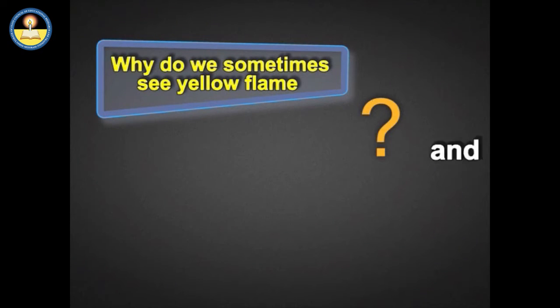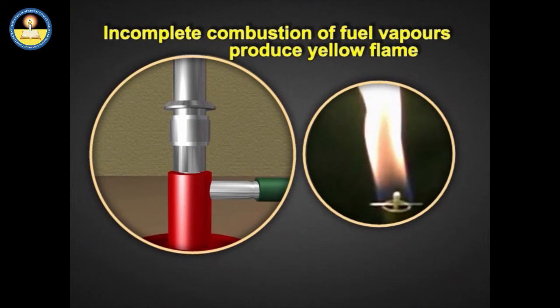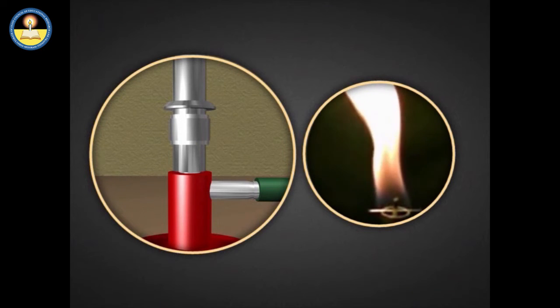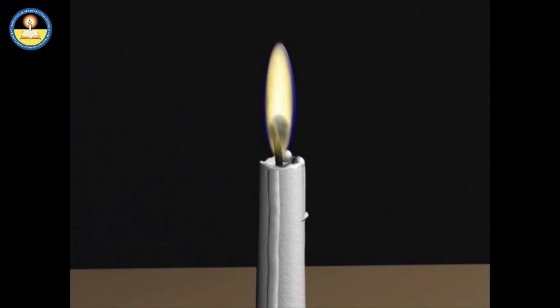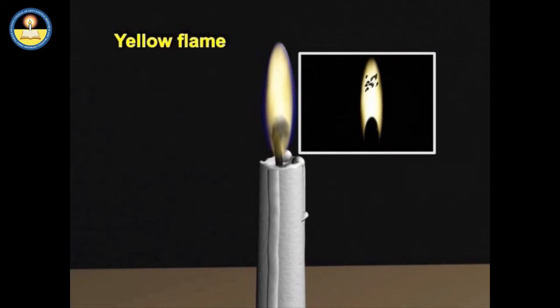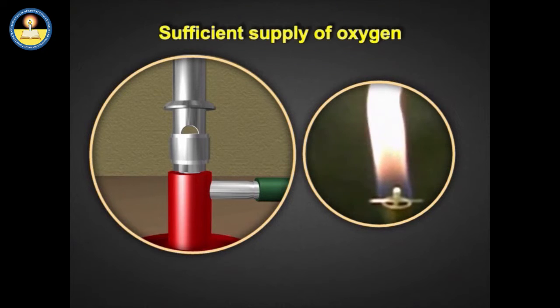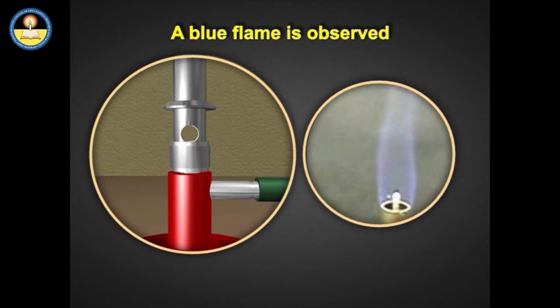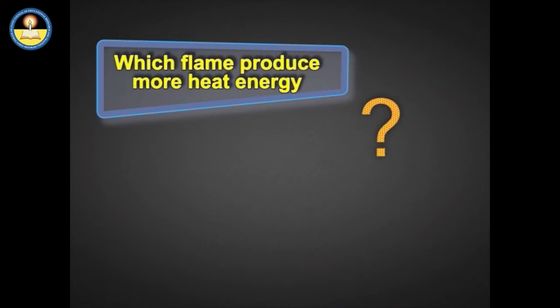Why do we sometimes see yellow flame and sometimes blue flame? Incomplete combustion of fuel vapors produces a yellow flame. Yellow flame indicates that the combustion is incomplete due to insufficient supply of oxygen. The unburnt carbon particles glow to produce yellow flame. Yellow flame is always associated with unburnt carbon particles which form deposit of black soot. If there is complete combustion, that is, the combustion of fuel is carried out in sufficient supply of oxygen, a blue flame is observed. Blue flame indicates that all the carbon present in the fuel has burnt completely to form carbon dioxide.